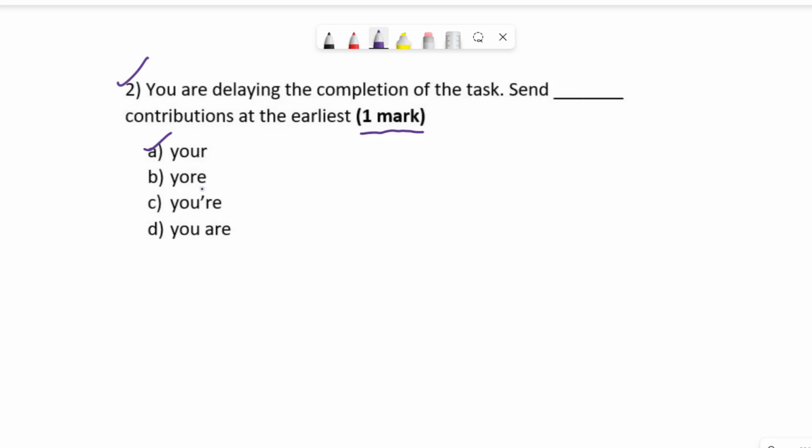It cannot be the other options, it cannot be this one. So all these 3 options are eliminated. So your right answer is your. Again, this is a free 1 mark question. This is a very simple question that is asked in the GATE Aerospace paper.